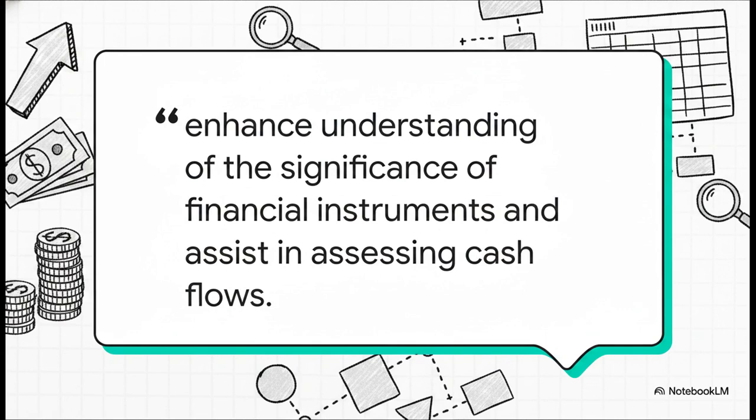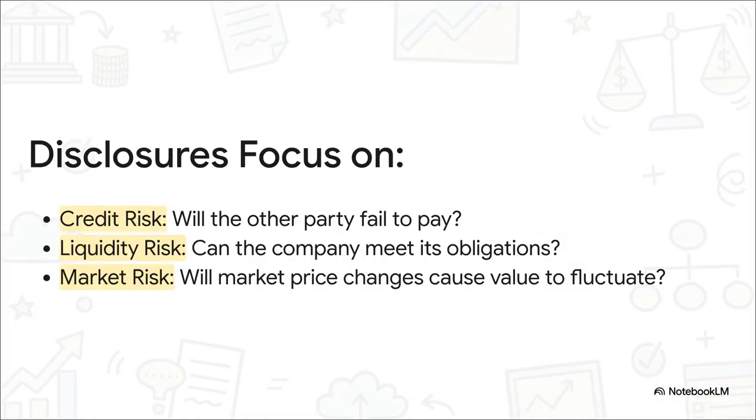The whole point, the entire goal, is transparency. It's all about giving investors and lenders and really anyone who's interested a clear and consistent picture of a company's financial situation and the risks it's facing. And specifically, the rules force companies to be upfront about their exposure to these three major types of risk. Think about it. If you're going to invest your hard-earned money in a company, isn't this exactly the kind of stuff you'd want to know? It's the difference between making an informed decision and just gambling.